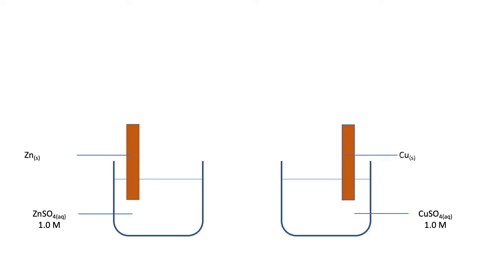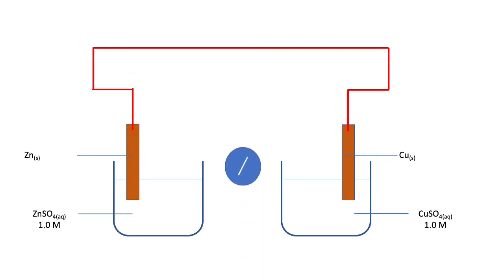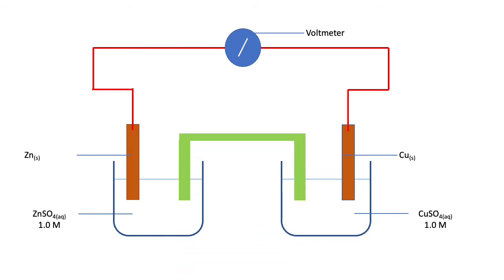So this one is zinc solid and this one is copper solid. These are the wires and this is the voltmeter. For the voltmeter, instead of writing it as V, draw it with the needle. Do not forget to label the voltmeter. And this is the salt bridge. In this example, I'm using potassium chloride as the salt bridge.